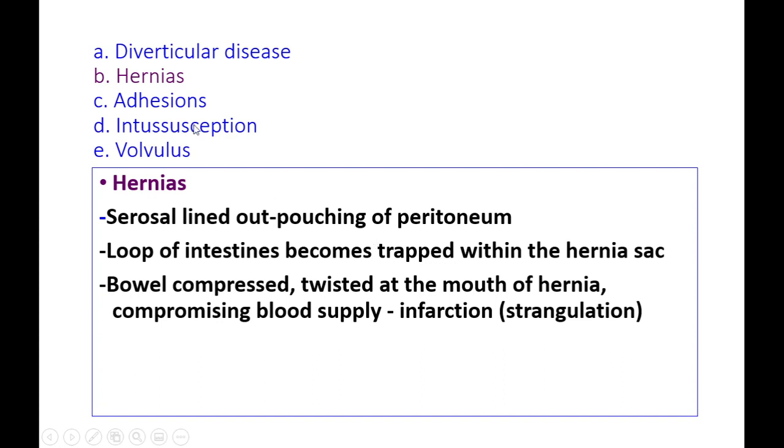Hernia or hernias. A hernia is a serosa-lined outpouching of peritoneum. So the hernial sac is lined by serosa. It can contain a loop of intestine that will be entrapped within the hernial sac and result in compression of the bowel with twisting at the mouth of the hernia, with blood supply obstruction and resultant strangulation, gangrenous necrosis and infarction.